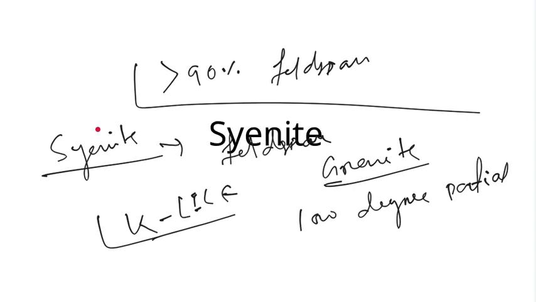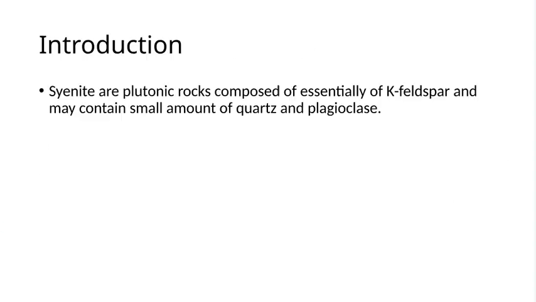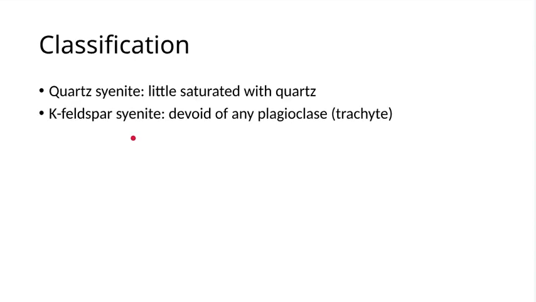Let us see the slides. What extra thing have I missed? Syenites are plutonic. There is nothing much in the syenite rock, or in komatiite, or in MORB. So syenites are plutonic rocks composed essentially of potassium feldspar, and less quartz and plagioclase, as you know from the QAPF diagram.